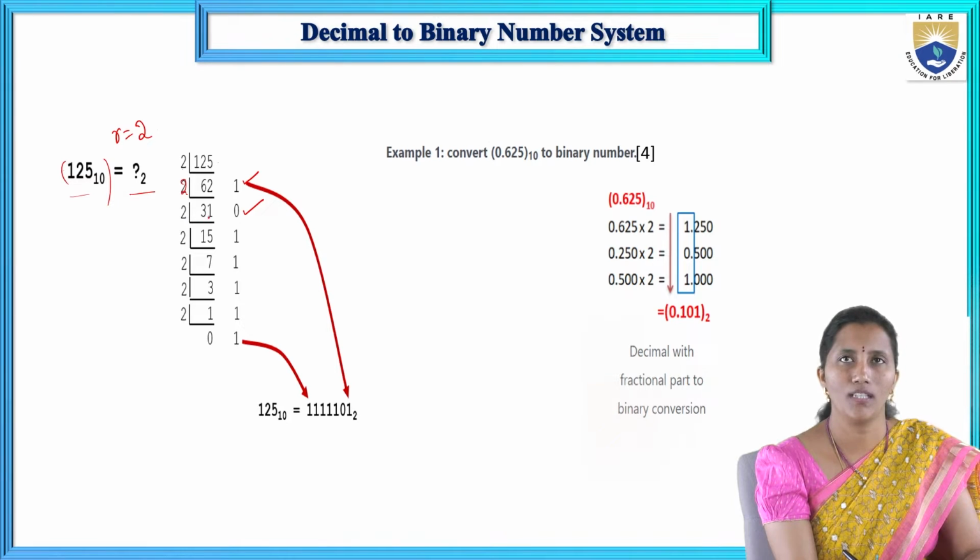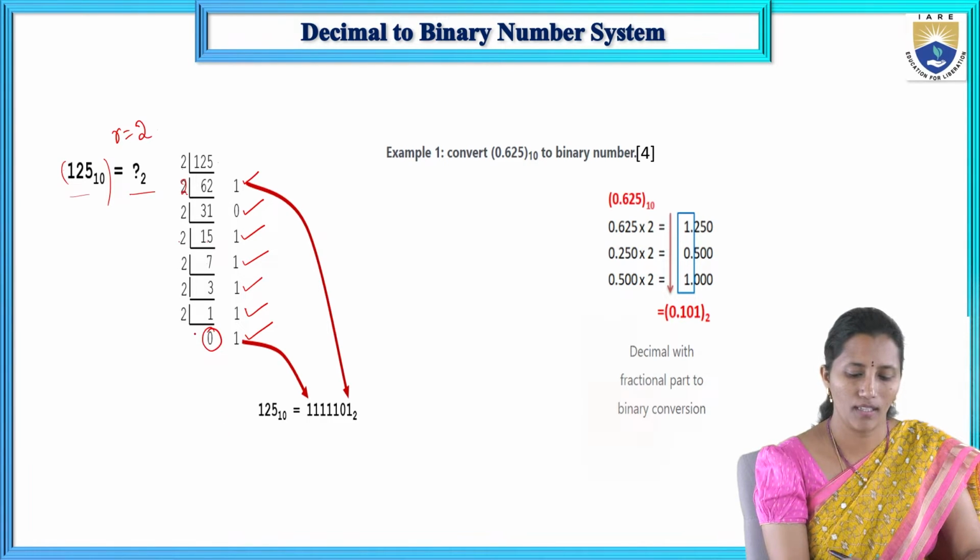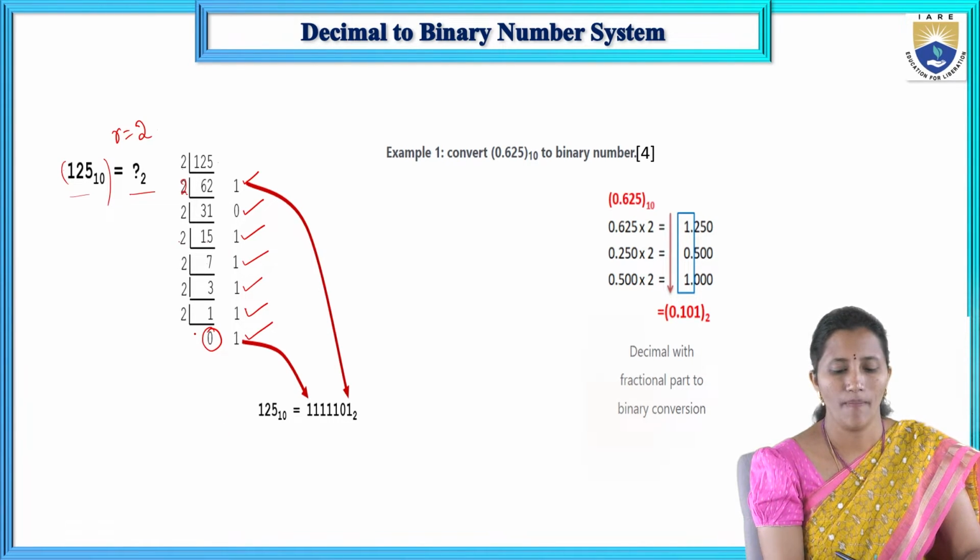So 2 times 15 is 30, giving quotient 15, remainder 1. 2 times 7 is 14, remainder is 1. 2 times 3 is 6, the remainder is 1. 2 times 1 is 2, the remainder is 1. 2 times 0 is 0, the remainder is 1. So we have to do this procedure till the quotient is 0.